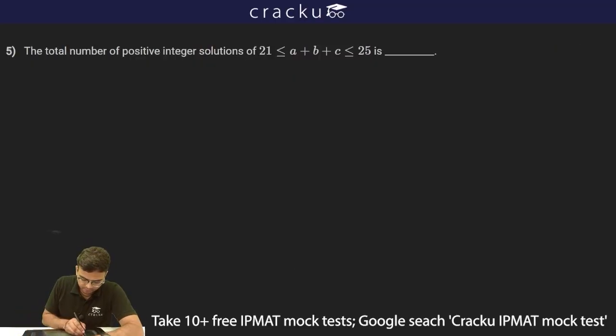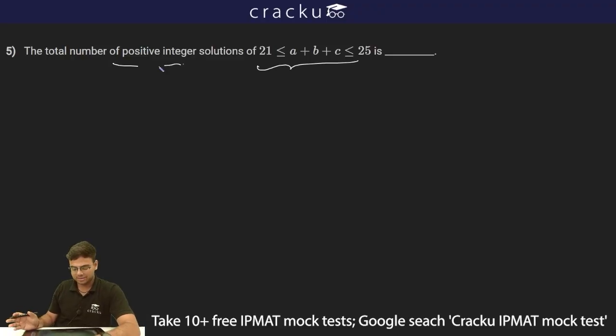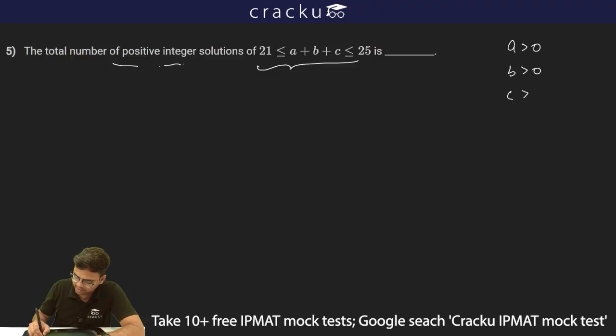The total number of positive integer solutions of 21 less than equal to a plus b plus c less than equal to 25. So positive integer solutions means a is greater than 0, b is greater than 0, and c is greater than 0. Now we know the PNC formula for this, which is if we have to divide n things among r people, so that each person can get either 0 or more items, then basically we can use the formula n plus r minus 1 c r minus 1.